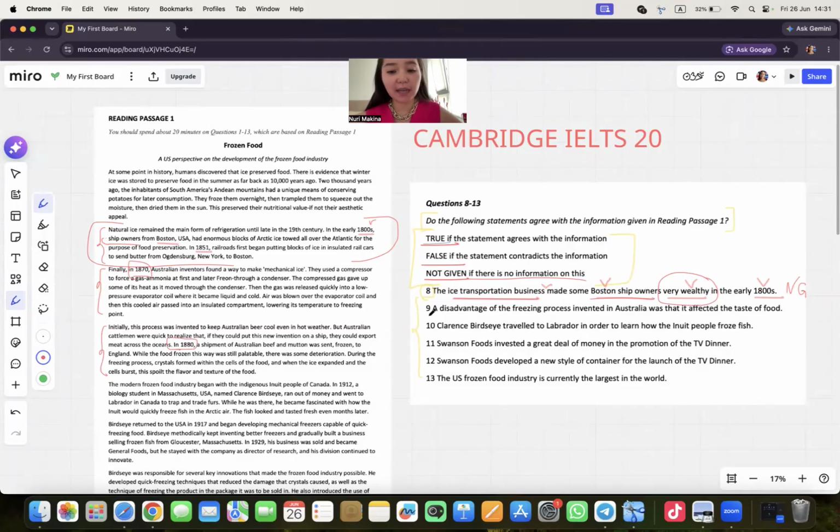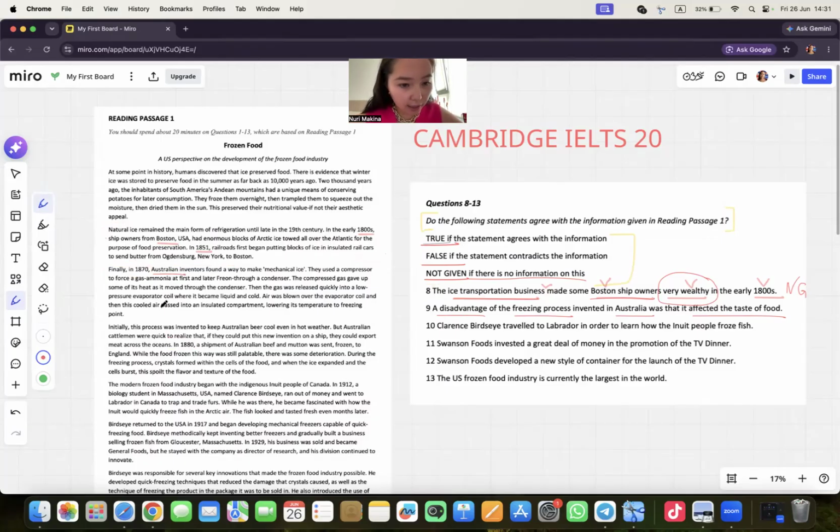So next one, number 9. A disadvantage of the freezing process invented in Australia was that it affected the taste of food. So the next keyword, disadvantage of the freezing process invented in Australia was that it affected the taste of food. Okay, let's find the next keyword, which is Australia. Let me erase the unnecessary things. Now Australia goes in the third paragraph, yes.